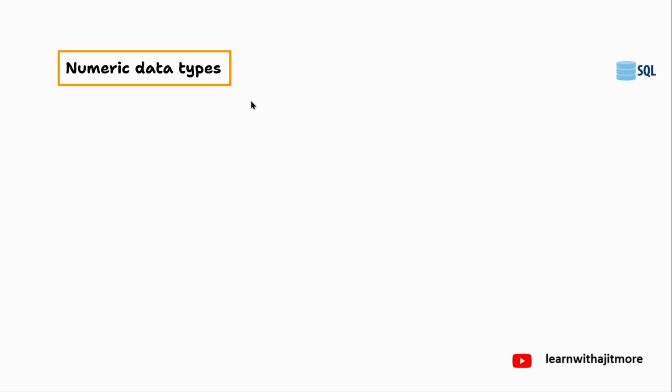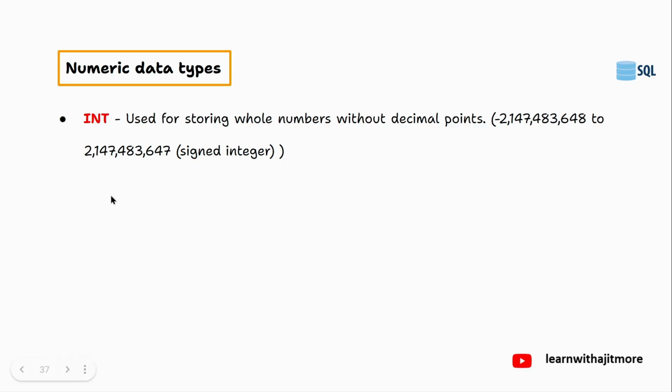So the classification I gave you yesterday, all this in detail we will see again. First category is numeric data type. This we will use whenever we want to store numbers in the column. Maybe it is a whole number or a floating point number. Maybe you want to store whole numbers in that column, or maybe you want to store floating point numbers. But whenever you want to store a numeric value in a column, we go for this data type. It is numeric data type. Okay.